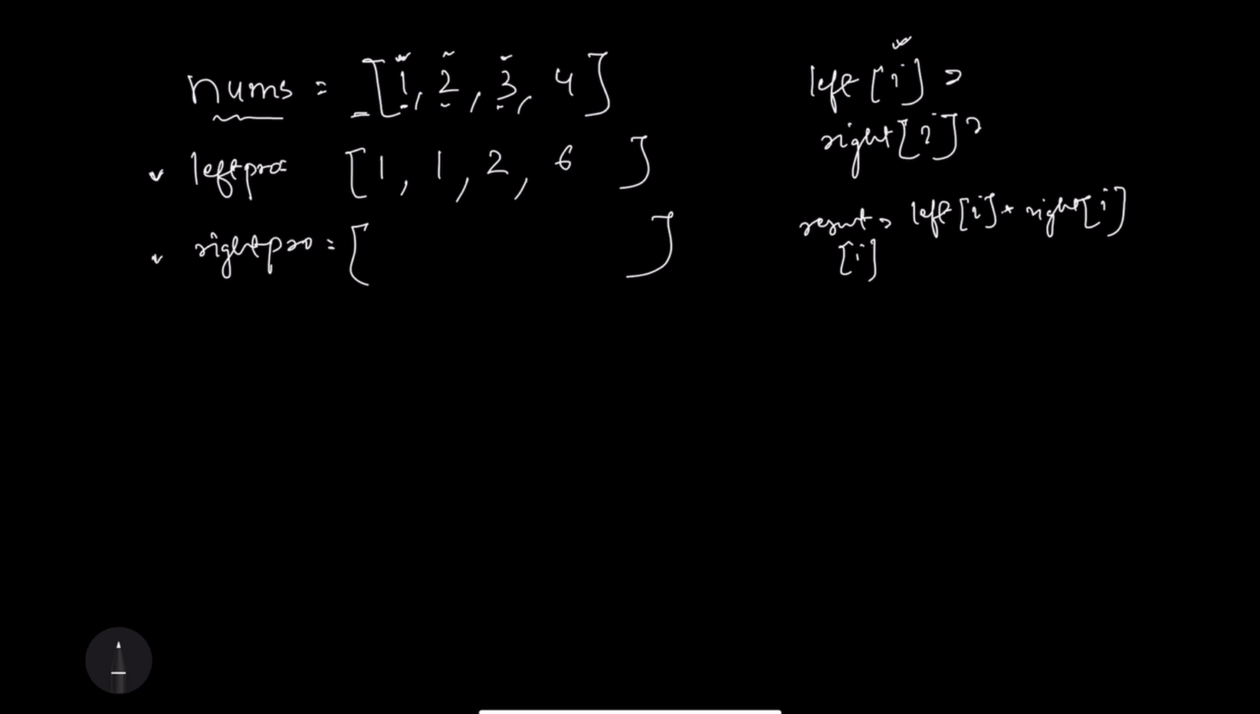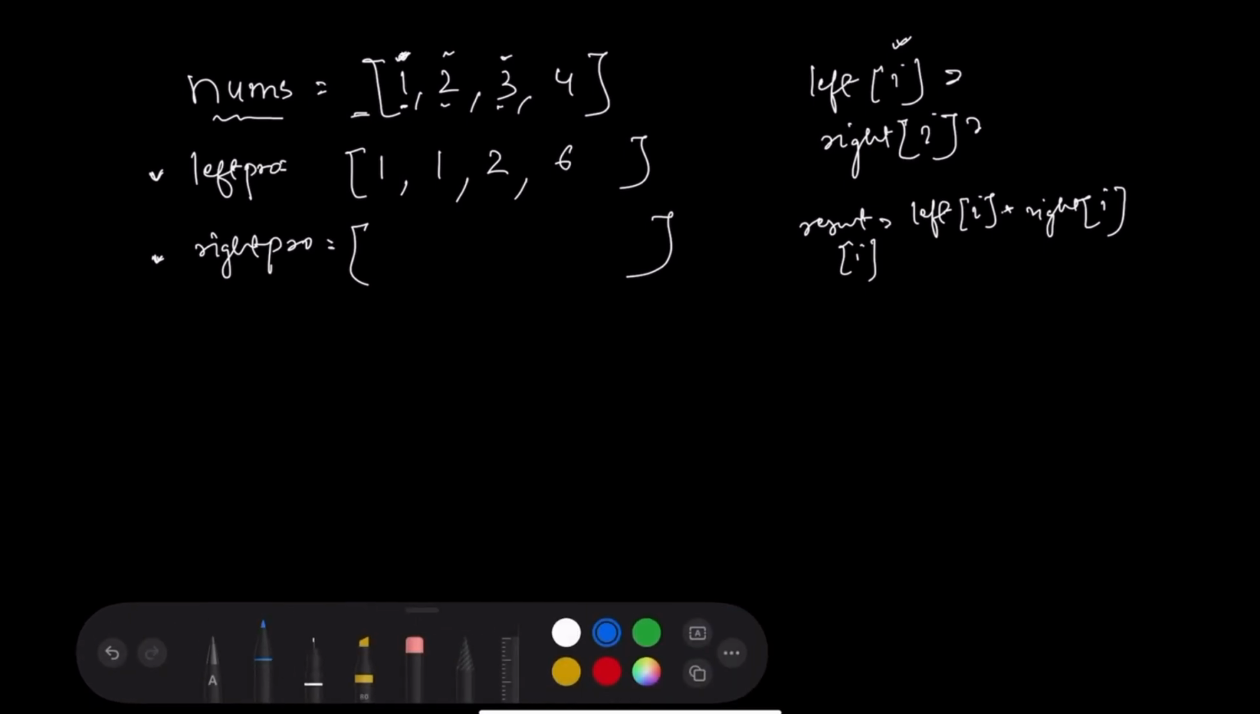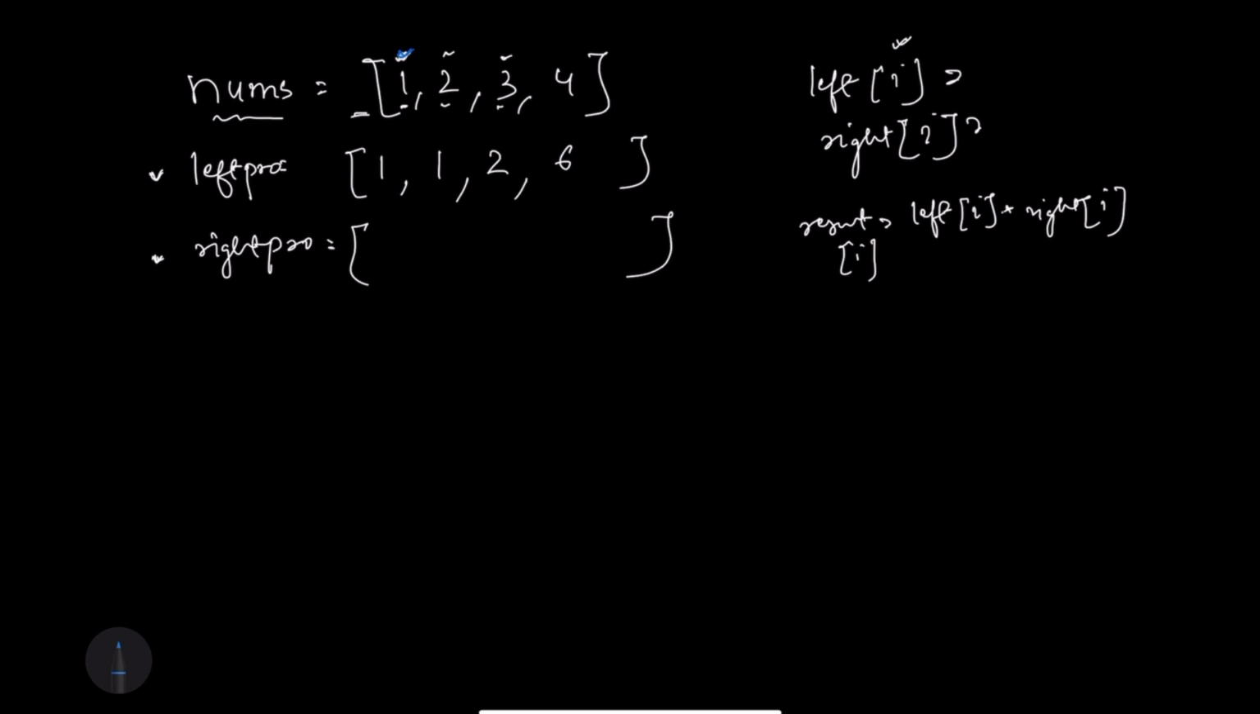Now let's write our right products to the right of a required element. So for example, when we iterate through a loop and we are in the first index, our right product for 1 would be 2 into 3 into 4, so that would be 24. Now for 2 it would be 3 into 4, that would be 12. Now for 3 it would be just 4. Now for 4 it would be 1, as we have got nothing to its right.